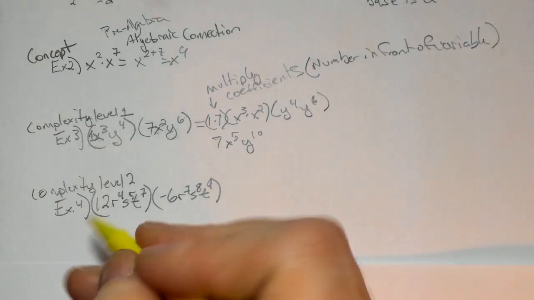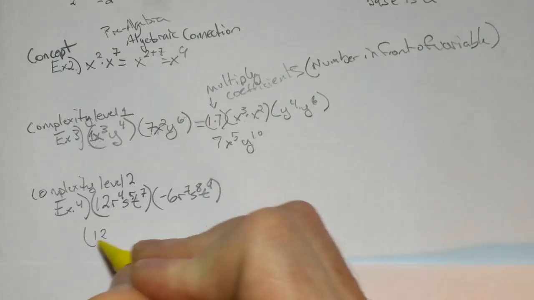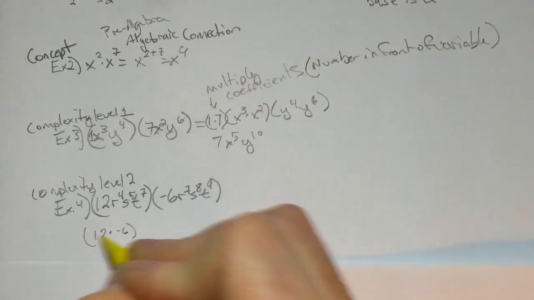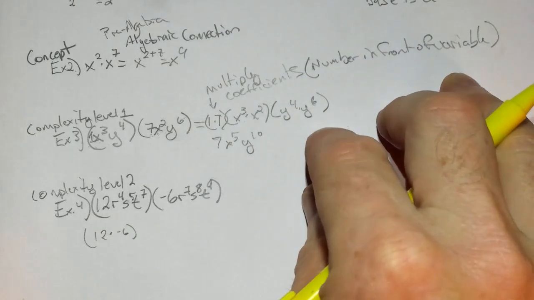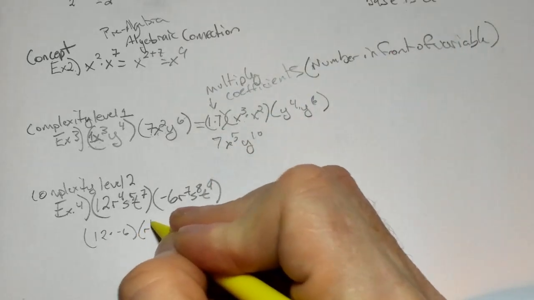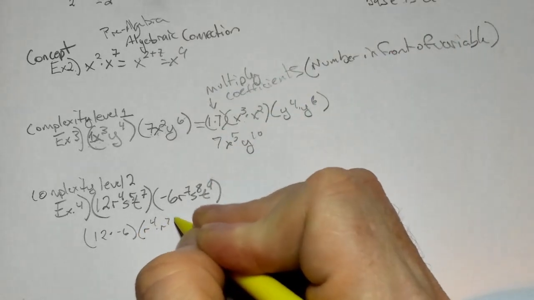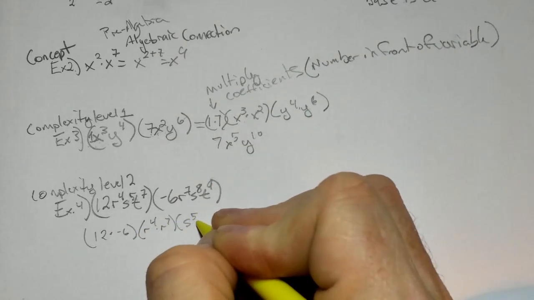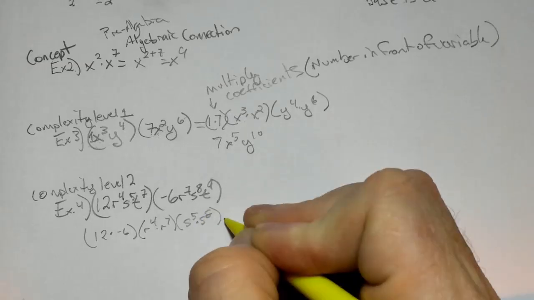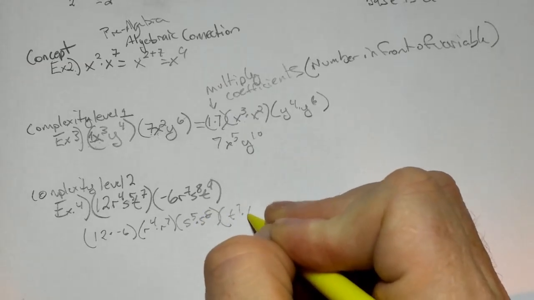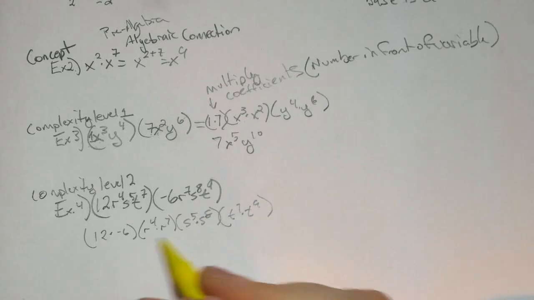Okay, hopefully you have paused it, and if you have not, then you'll get to see how to do this. And again, I'm just going to group the coefficients first. So I have 12 times negative 6, and then I have the r's. I have r to the 4th times r to the 7th. I have s to the 5th times s to the 8th, and I have t to the 7th times t to the 9th.